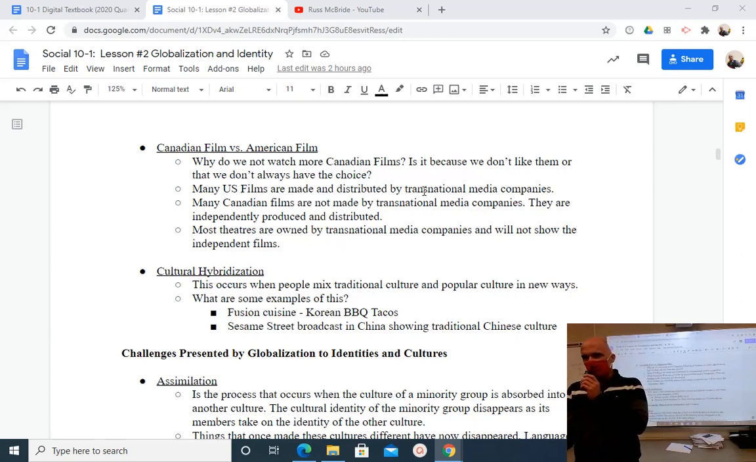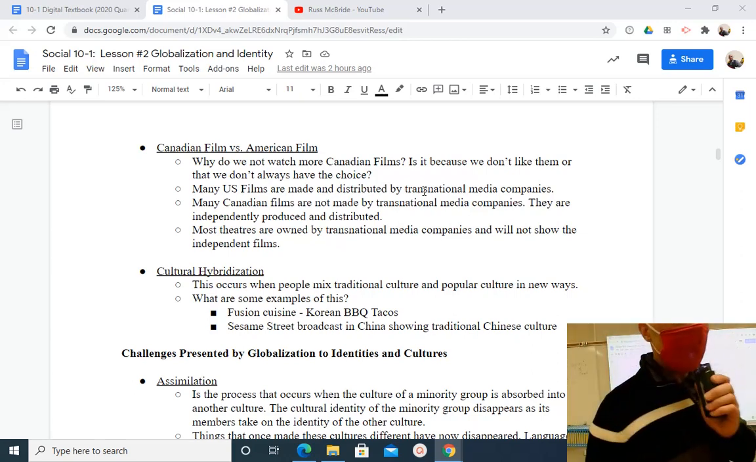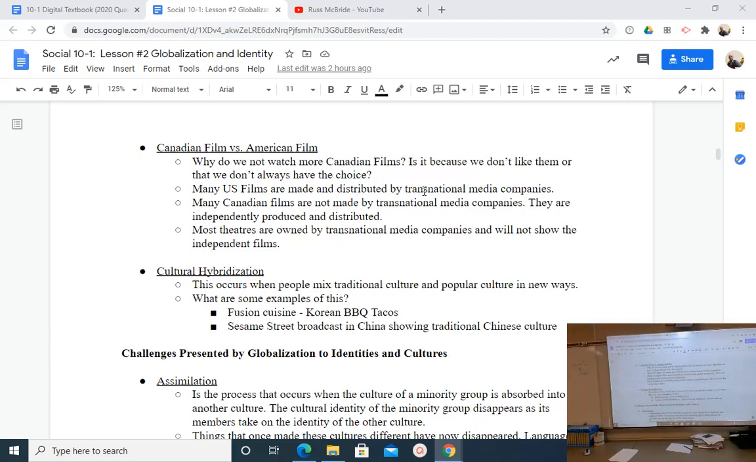Or we expect to get Chinese fortune cookies, and those were invented in San Francisco. So cultural hybridization is, as a result of globalization, sometimes cultures fuse with each other. And it can be a good thing. Korean barbecue tacos. Koreans traditionally didn't have tacos, but you take tacos from Latin American countries like Mexico, you add in Korean barbecue, and maybe more homework for this week, have some Korean barbecue tacos and tell me that's not fantastic. So cultural hybridization is this fusion of culture.